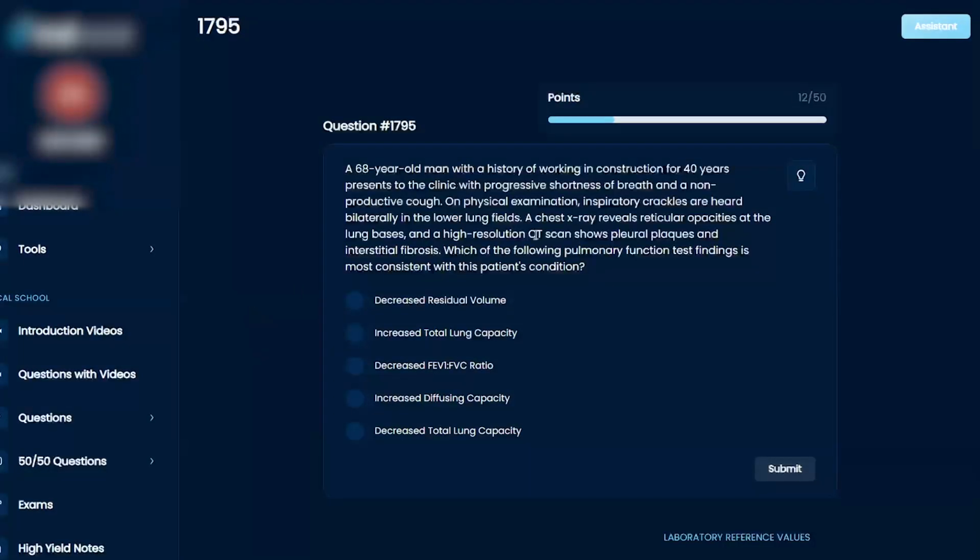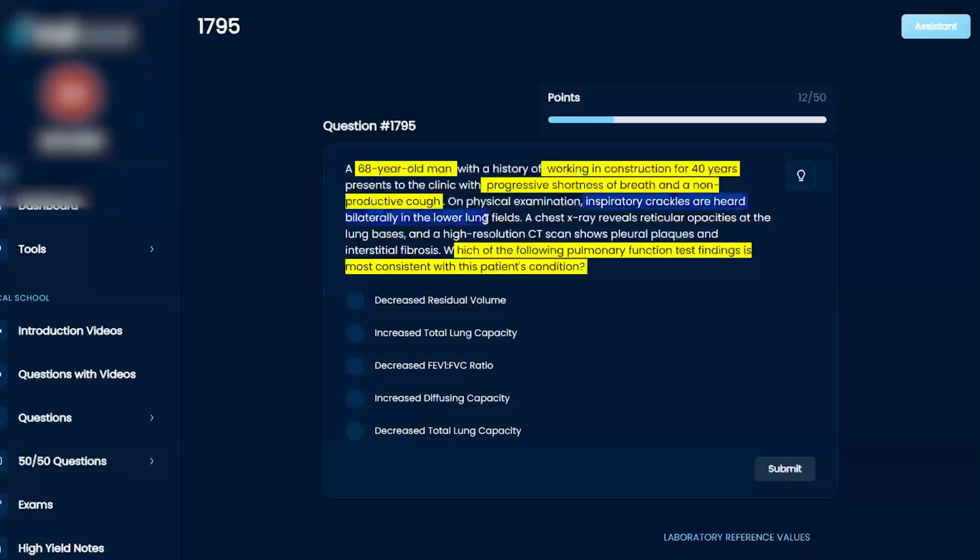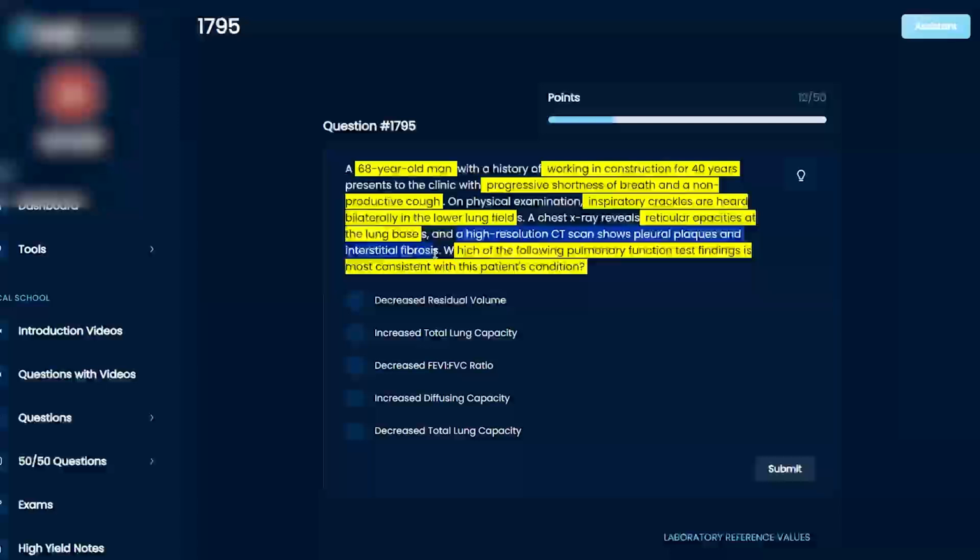Okay, so which pulmonary function test is most consistent? This is kind of like what we were talking about earlier. So, a 68-year-old man working in construction, with progressive shortness of breath, non-productive cough, inspiratory crackles, bilateral lower lung fields, reticular opacities, and pleural plaques, interstitial fibrosis. Okay, so it's sounding like mesothelioma from exposure to irritants, being a construction worker.